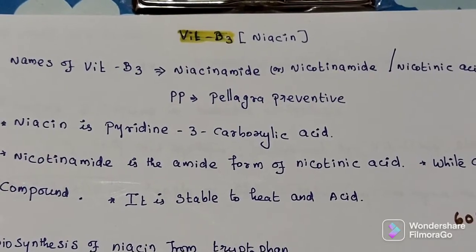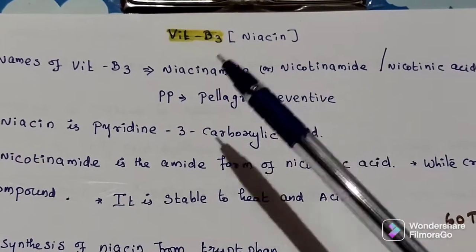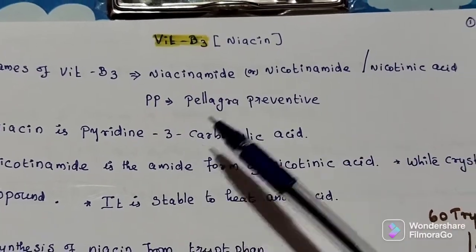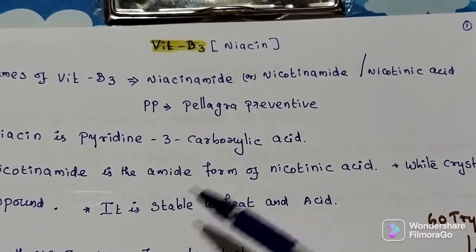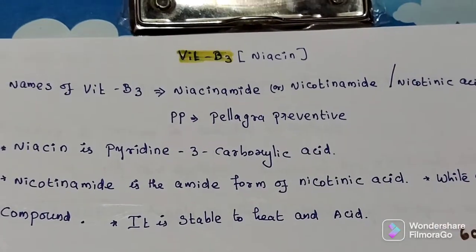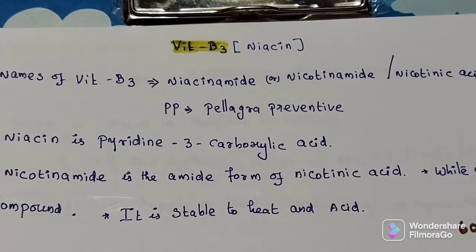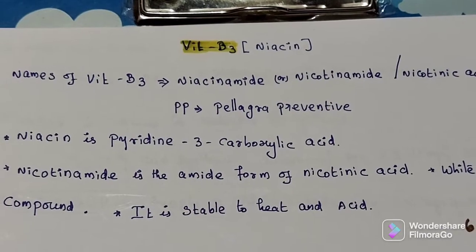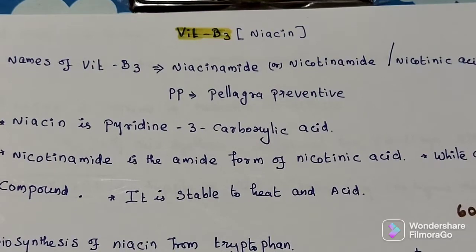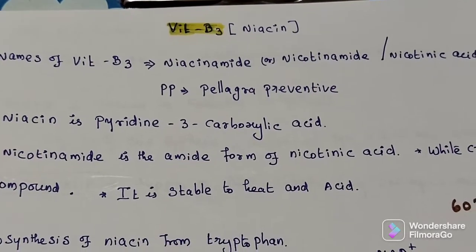Today's topic of discussion is vitamin B3, niacin. These are the other names of vitamin B3: niacinamide, nicotinamide, nicotinic acid and Velacra preventive. It is a water soluble vitamin, also known as nicotinic acid. The amide form of nicotinic acid or niacin is known as nicotinamide or niacinamide.